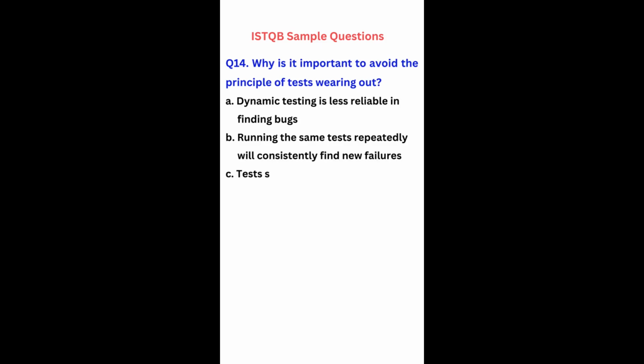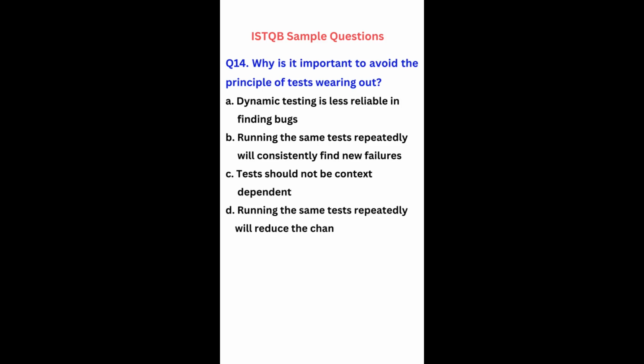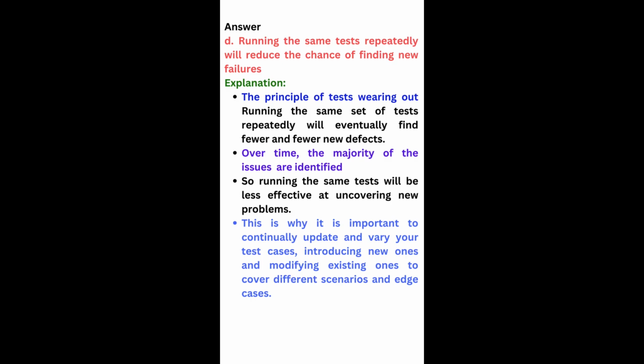Question 14. Why is it important to avoid the principle of tests wearing out? A. Dynamic testing is less reliable in finding bugs. B. Running the same tests repeatedly will consistently find new failures. C. Tests should not be context dependent. D. Running the same tests repeatedly will reduce the chance of finding new failures. Answer is D. Running the same tests repeatedly will reduce the chance of finding new failures.